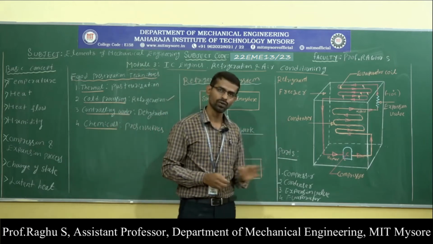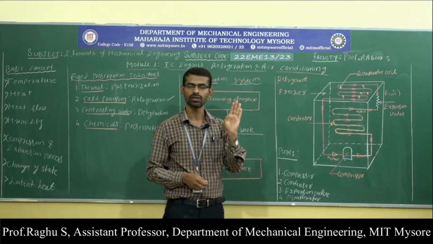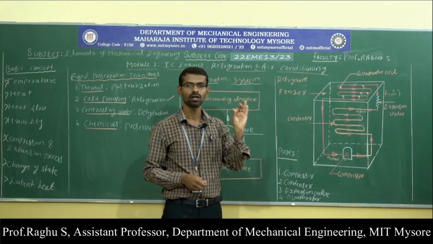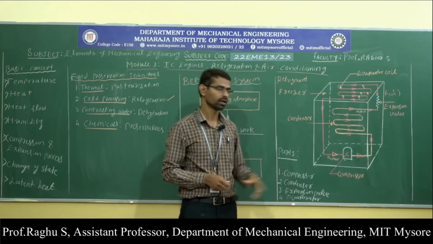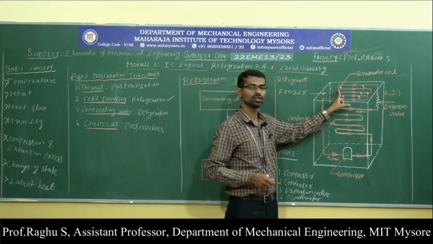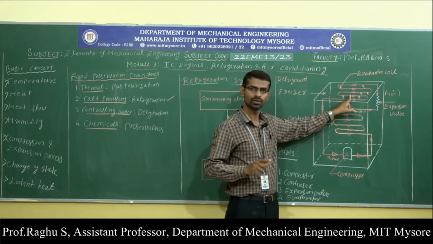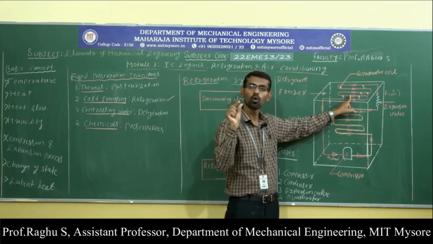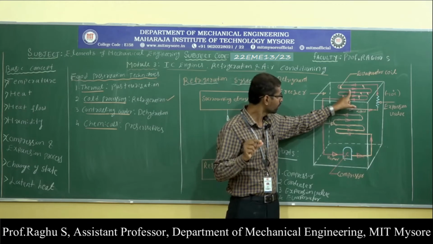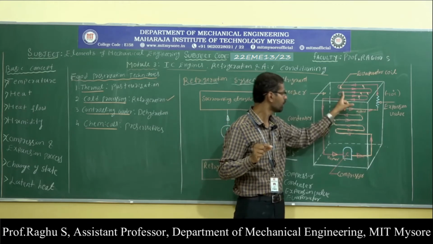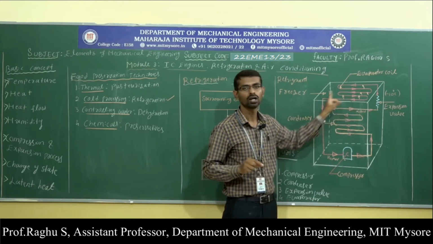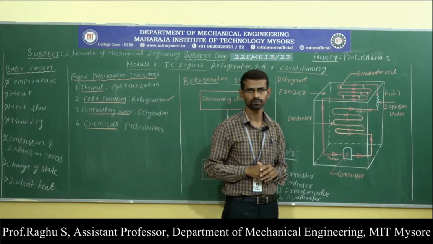Now the parts of refrigerator. Here the refrigerator consists of compressor, condenser, expansion valve, and evaporator. The function of evaporator is to reduce the temperature of freezer. Here we have cooling coils. Inside the cooling coil, the cold refrigerant flows. That cold refrigerant absorbs heat from this space, and hence the temperature of freezer gets reduced to lower value.